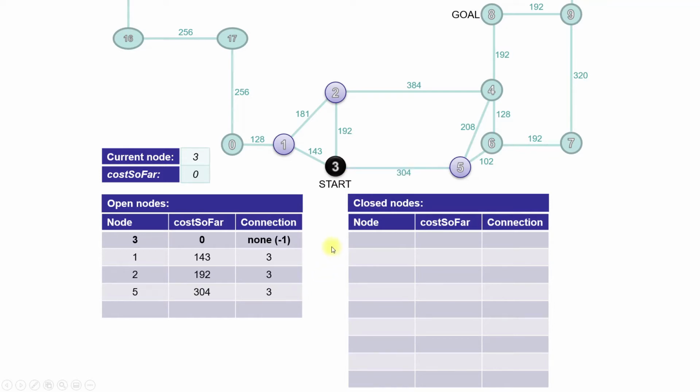Now we can close the current node by adding it to the closed nodes list, and we have to remove it from the open nodes.